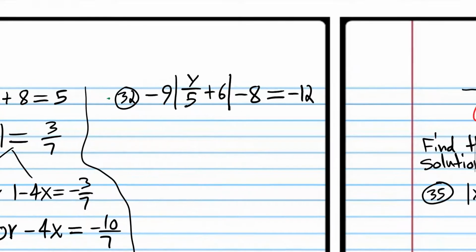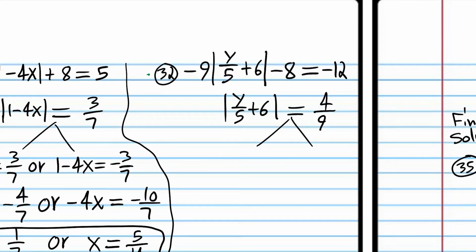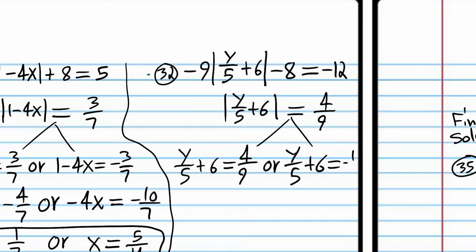All right, we're back. Add 8 to both sides, you get negative 4. Divide both sides by 9, and you get 4/9 is equal to the absolute value expression. And now we're going to break it into parts. And we have y over 5 plus 6 is equal to positive 4/9, or y over 5 plus 6 is equal to negative 4/9.